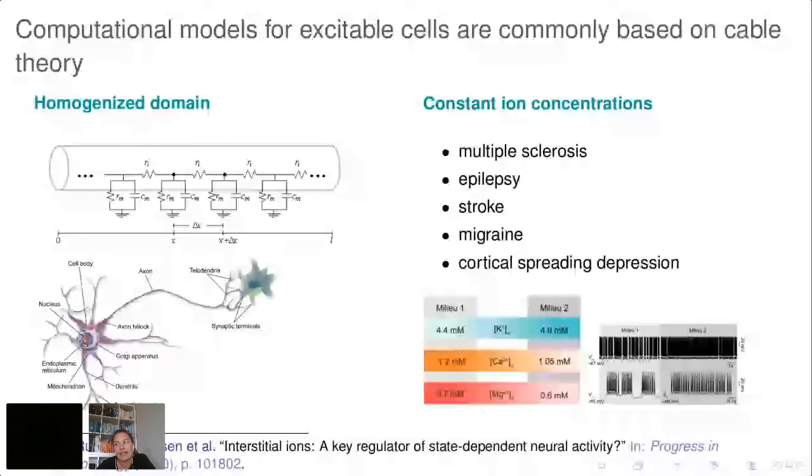But again, there are several scenarios that involve dramatic changes in extracellular ion concentrations. On a large spatial scale, ion concentration changes are, for example, hallmarks of several pathologies, such as multiple sclerosis, epilepsy, stroke, migraine, and cortical spreading depression. The extracellular shifts lead to changes in the neuron reversal potential and can thus affect the dynamical properties of the neurons. As you can see here in the bottom right figure, even slight alterations in extracellular potassium, calcium, and magnesium can affect the membrane mechanisms and firing of a model neuron.